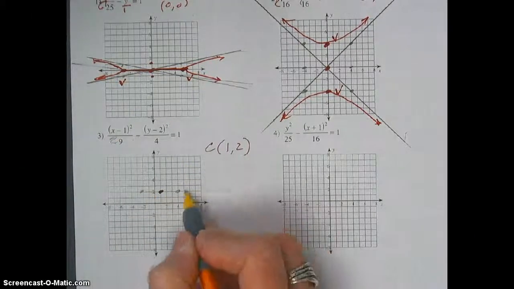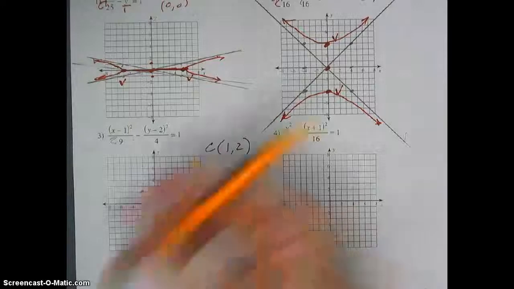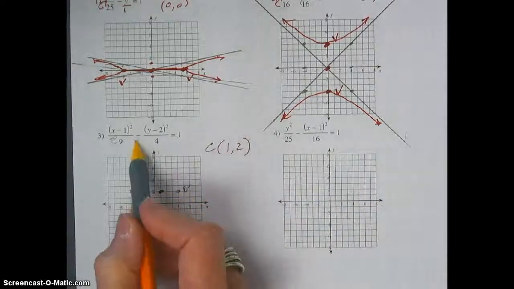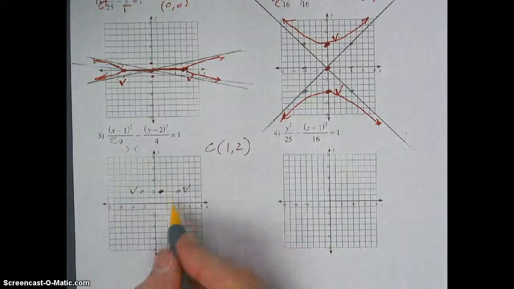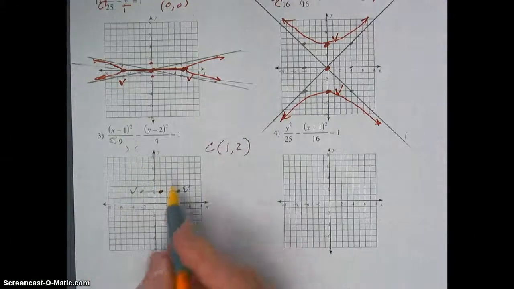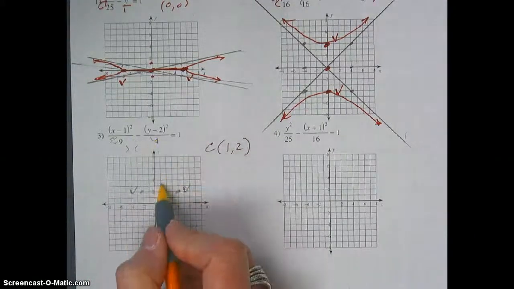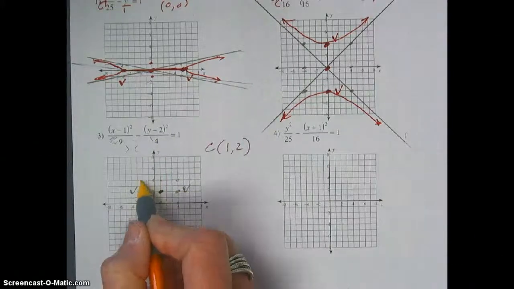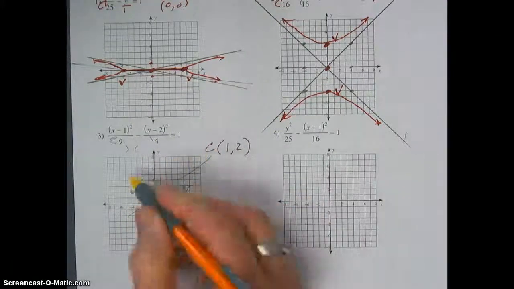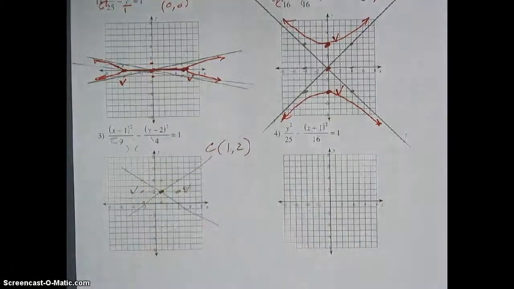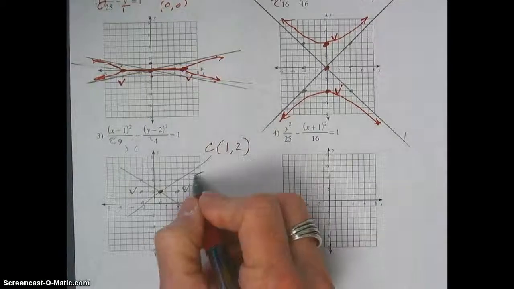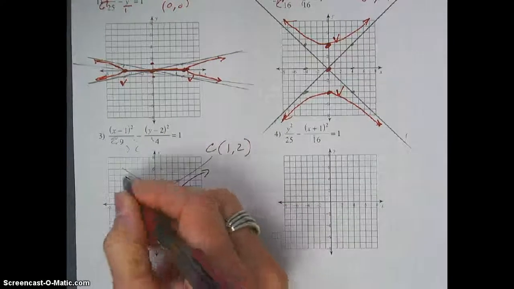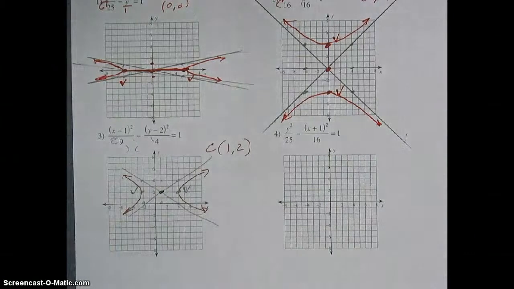And this is where I like to put my vertices. I like to put a V right next to this point because that will remind me that I'm going side to side with my vertices. Okay. How wide is this? We'll just go 2 up and 2 down. This will kind of give us that guide line. And then we sketch in the hyperbola by using those guide points and call it good.